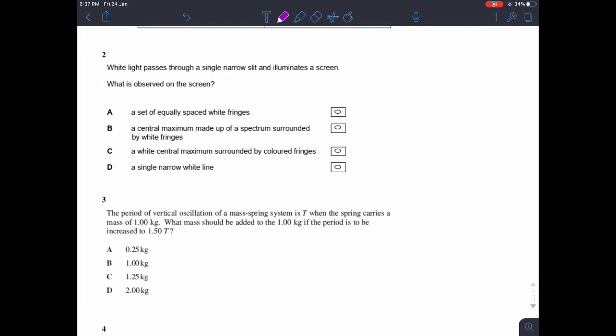Question 2. Light passes through a single narrow slit and illuminates a screen. What is observed on the screen? Well, this is white light that we're talking about, and so if you shone white light through a single slit, you would get a single central white maximum, but all of the colors of light, all of the different wavelengths of light, would diffract a different amount, and so apart from that central white maximum, you wouldn't get any other white light. Everything else would be colored. So we're looking for a white central maximum surrounded by colored fringes.